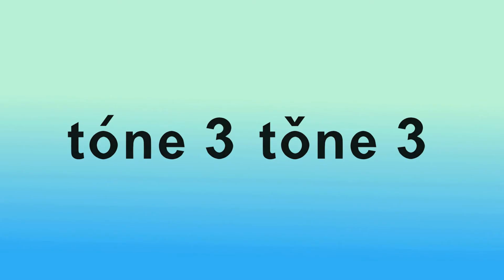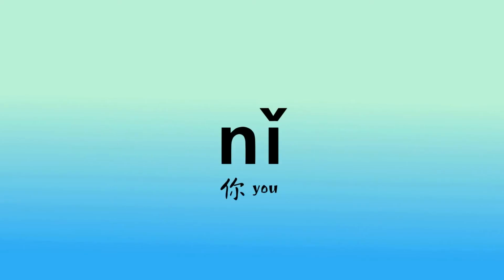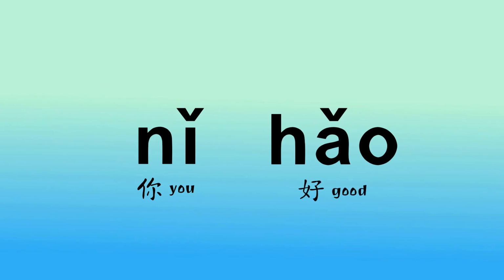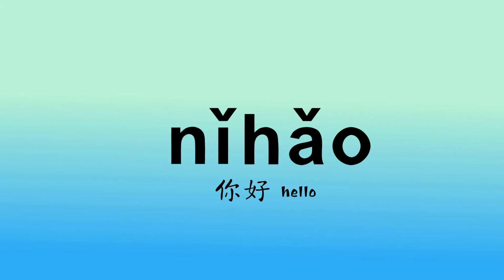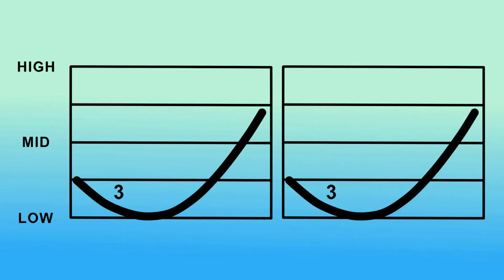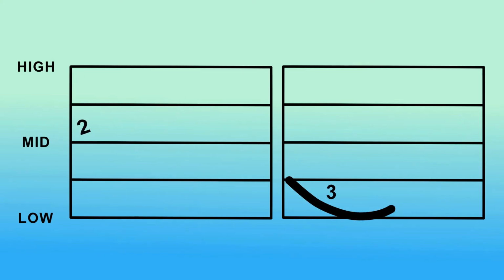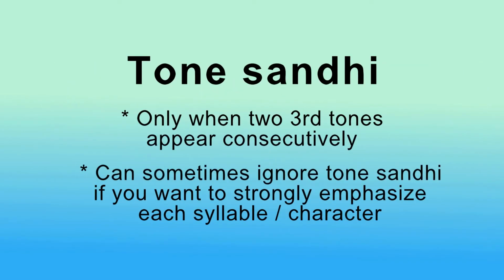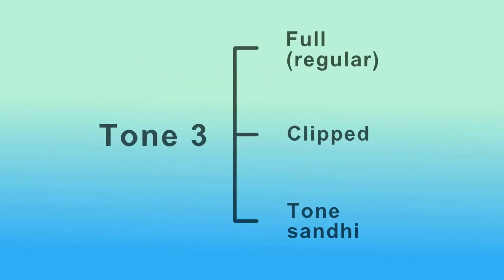For example, when the third tone word 你 meaning you combines with the third tone word 好 meaning good to get the Chinese expression for hello, 你 becomes second tone. Listen. 你好，你好，你好。Anyway, this transformation happens only when two third tones come one right after the other and never any other time. We'll include a little practice with the clipped third tone in this lesson, but since you'll get to know it much better when we go over tone combinations, we'll focus mostly on the full emphasized version.